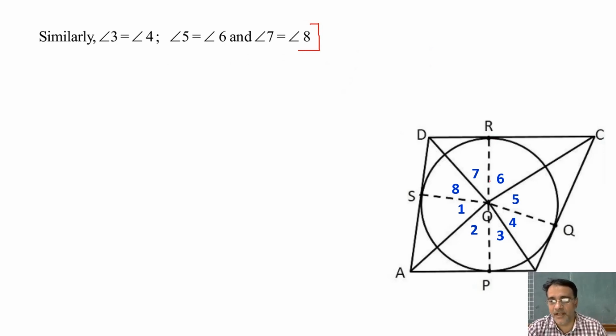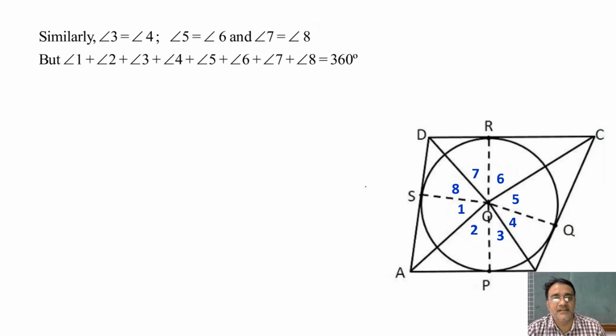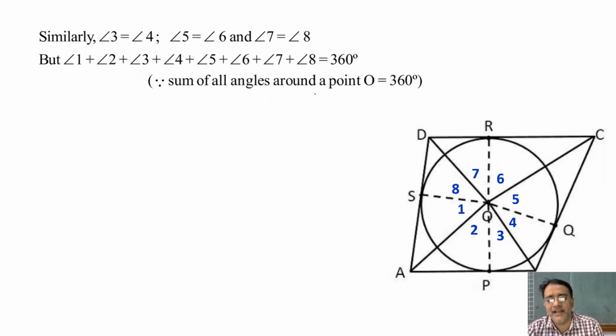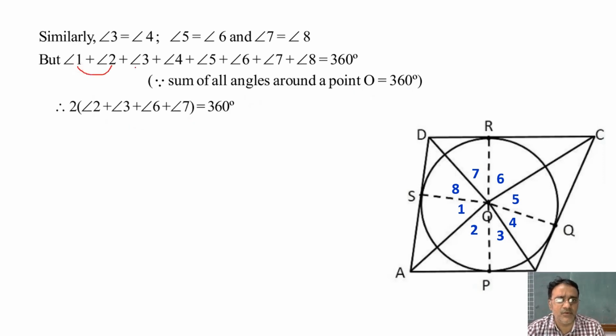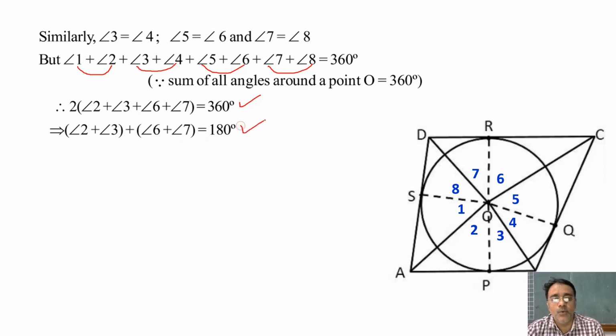No, sir. Okay. Now what is the sum of all these angles? 360 degree, right? The sum of all the angles around a point O is 360 degree. Now we know that these two angles are equal, these two angles are equal, these two angles are equal, these two angles are equal. So 2 times (angle 2 plus angle 3 plus angle 6 plus angle 7) is 360 degree. So we can write angle 2 plus angle 3 plus angle 6 plus angle 7 is equal to 180 degree.